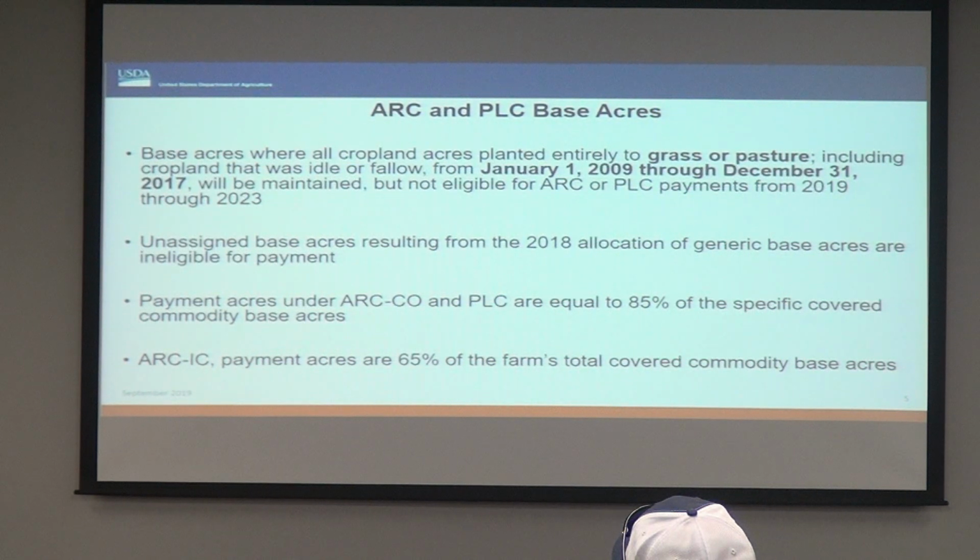And payments under the ARC County and PLC are equal to 85% of the covered commodity base acres. So you're going to take your total covered commodity base acres, multiply that by 85%, and that's going to be your payment acres for ARC County and PLC. For the ARC individual, that rate is somewhat reduced. You're looking at 65% of the base acres that are eligible for payment.